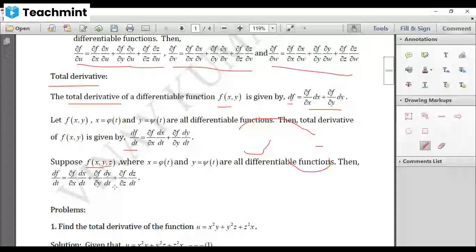And your t is the independent variable. Here z is also missing. z is equal to some eta t. Then what is the answer?